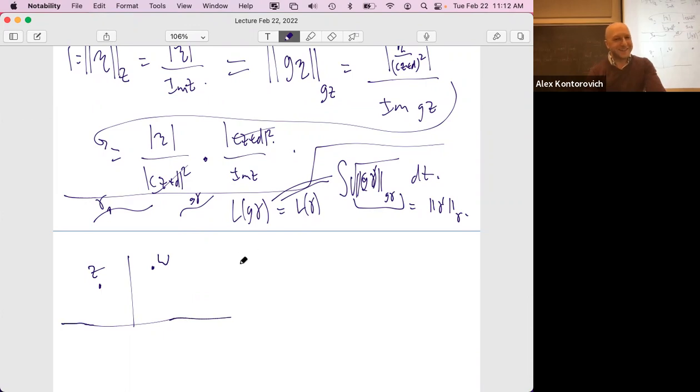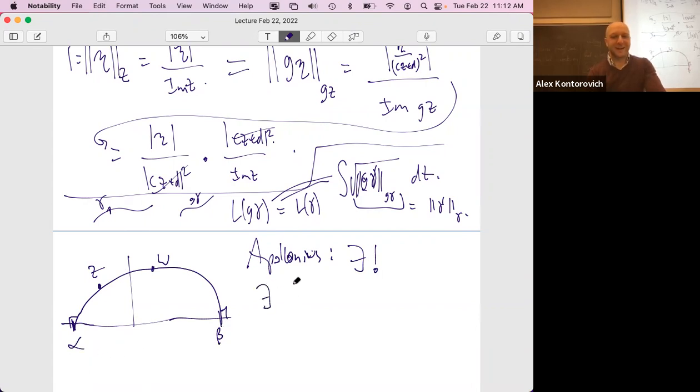The trick, and this is a theorem of the ancient Greek Apollonius. Apollonius says that there's a unique circle that passes through Z and W and is orthogonal to the boundary. It's a slight variation on some of the other Apollonian theorems. There's a unique circle that does this, and whatever these points are, alpha and beta, here's the much easier exercise: there exists a G in G so that G of alpha is 0 and G of beta is infinity.